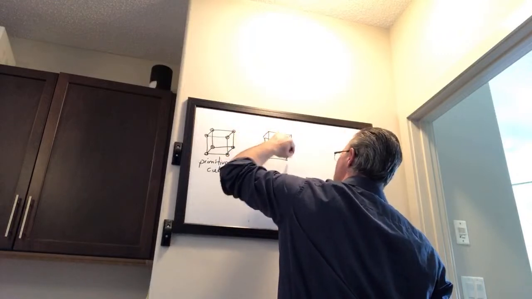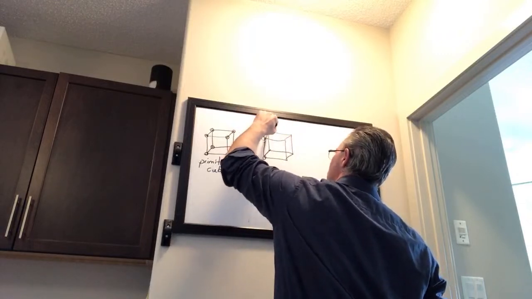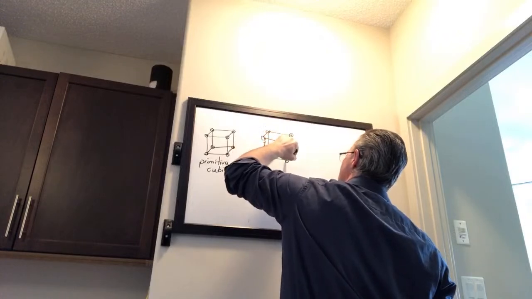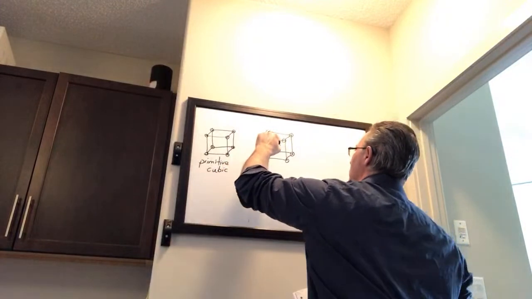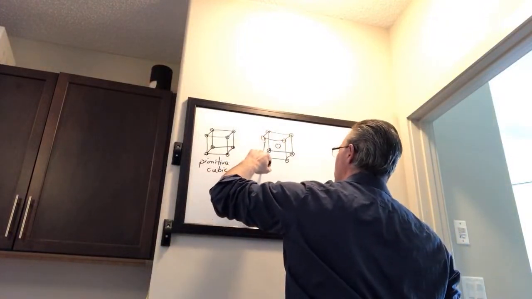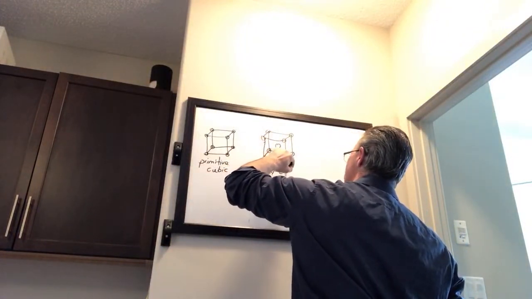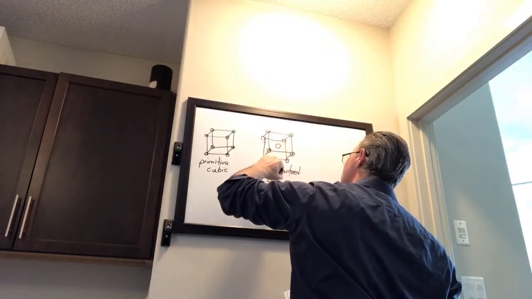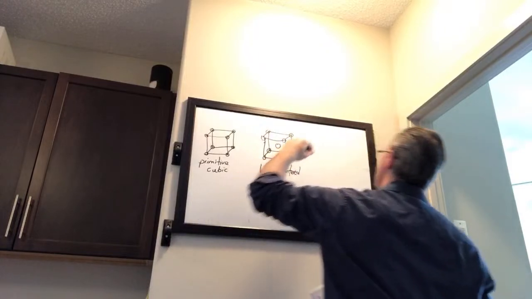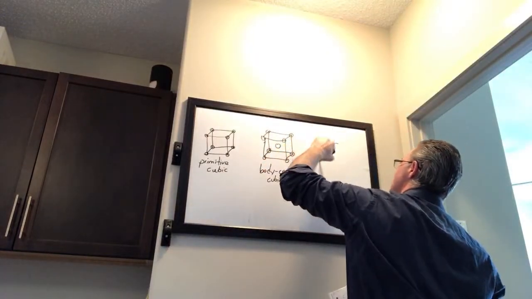Same as primitive cubic with the addition of an atom in the center. Body-centered cubic. And the last type is face-centered cubic.